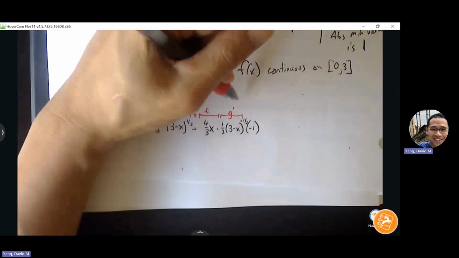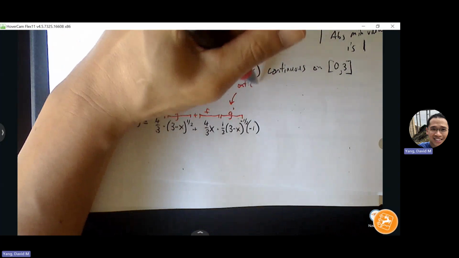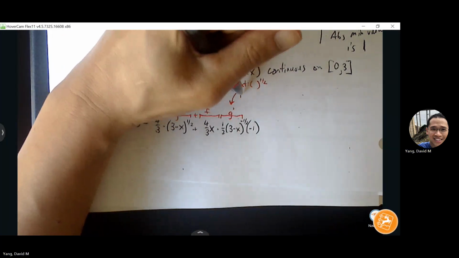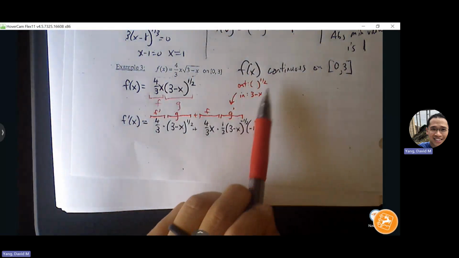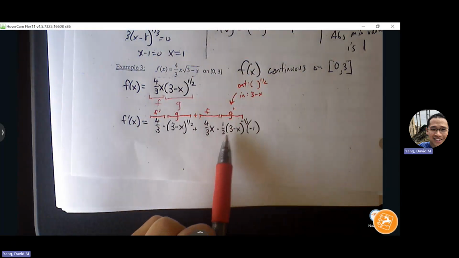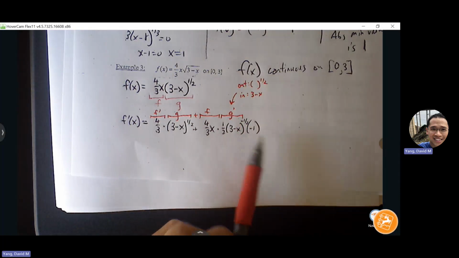Okay, so I just want to clarify what I did there. The outside portion was the parentheses to the 1/2. The inside portion was the 3 minus x. I'm taking turns with each derivative. Parentheses to the 1/2 is 1/2 parentheses to the negative 1/2. 3 minus x derivative is -1.